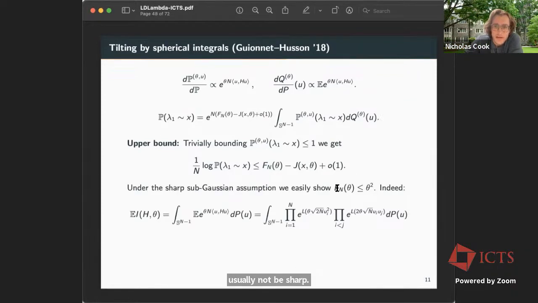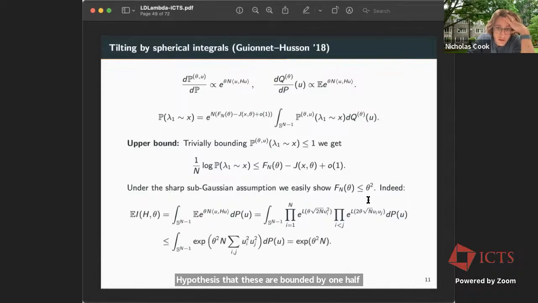Okay, but in the sharp Sub-Gaussian case, it's easy to show that this is bounded by theta squared. It turns out to be asymptotically theta squared, but it's certainly bounded just by a two-line computation using Fubini's theorem. So this expected spherical integral, you take the expectation inside. As I alluded to earlier, this just factorizes by the independence of the entries, and then you can express it in terms of this log Laplace transform. And then we have the sharp Sub-Gaussian hypothesis that these are bounded by one half of the square of the argument. And so everything becomes quite clean at that point. Then you're just summing up the squares of the entries of the unit vector, which just gives you one. And so after taking logs and dividing by n, you have this bound.